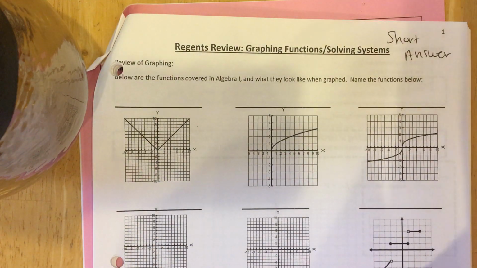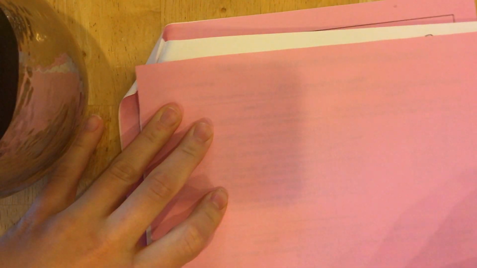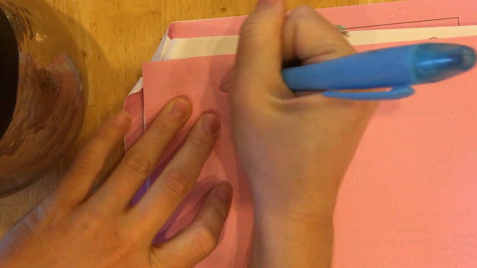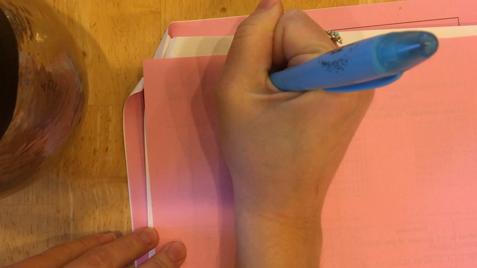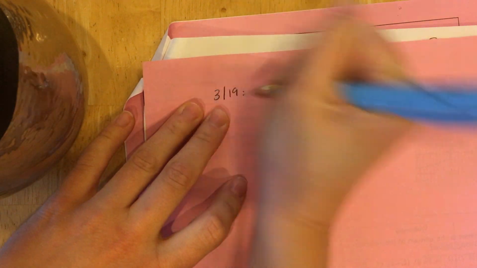So I'm just going to show you what that would look like here. And just put on this. So what I would write down first is, let's do the date. It is the 19th, I'm hoping, not the 20th. Yeah, it's the 19th. Okay, 3/19.